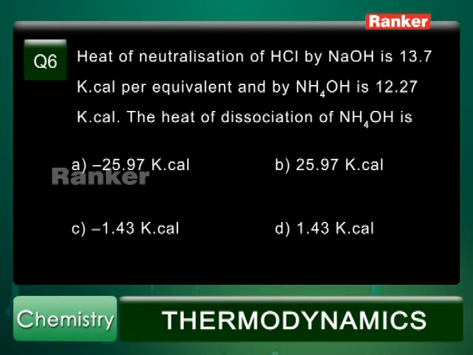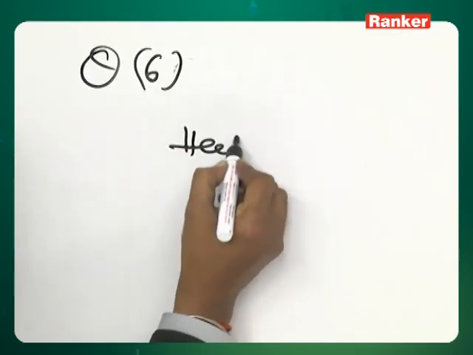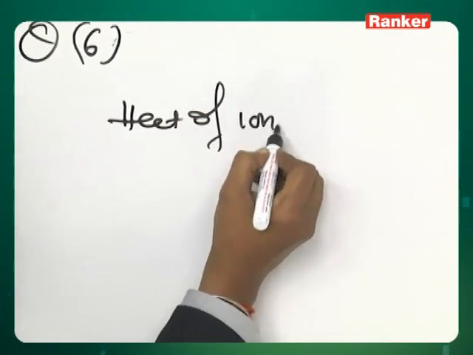If we compare the numerical values, since ammonium hydroxide is a weak base, less heat is generated because of its lower degree of ionization. Hence, the degree of ionization can be calculated through the standard formula for the heat of ionization.